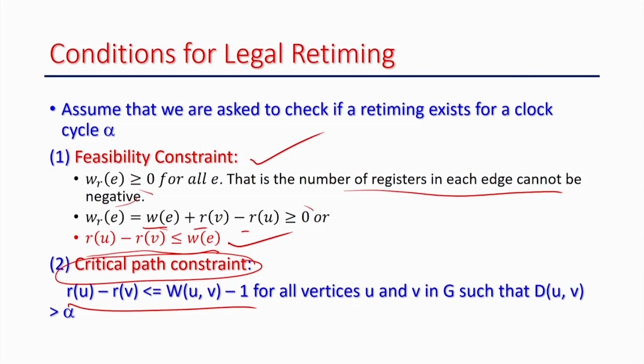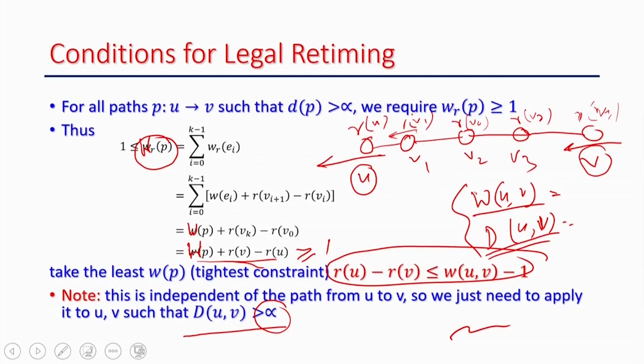So, I have two sets of constraints. The first set is feasibility, which means after retiming your edge weight should be non-negative, that is, you should have at least 0 registers between any two gates. The critical path constraint ensures that for all paths where the delay exceeds the target clock period, say alpha, where D of that particular path is greater than alpha, all such paths have at least one register, so that you meet the critical path. If we solve these two sets of constraints, we will get a set of inequalities, represented in the form we have discussed earlier.